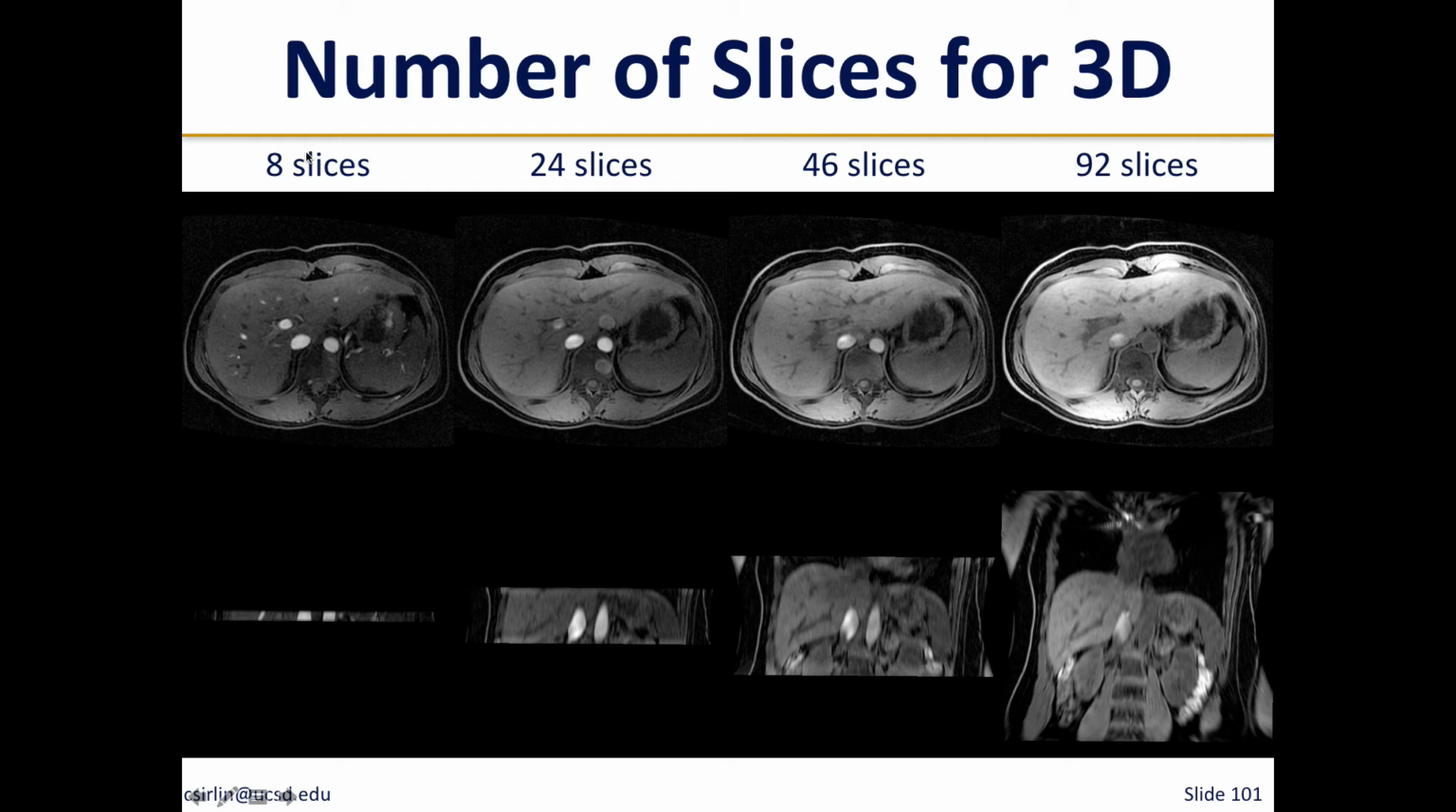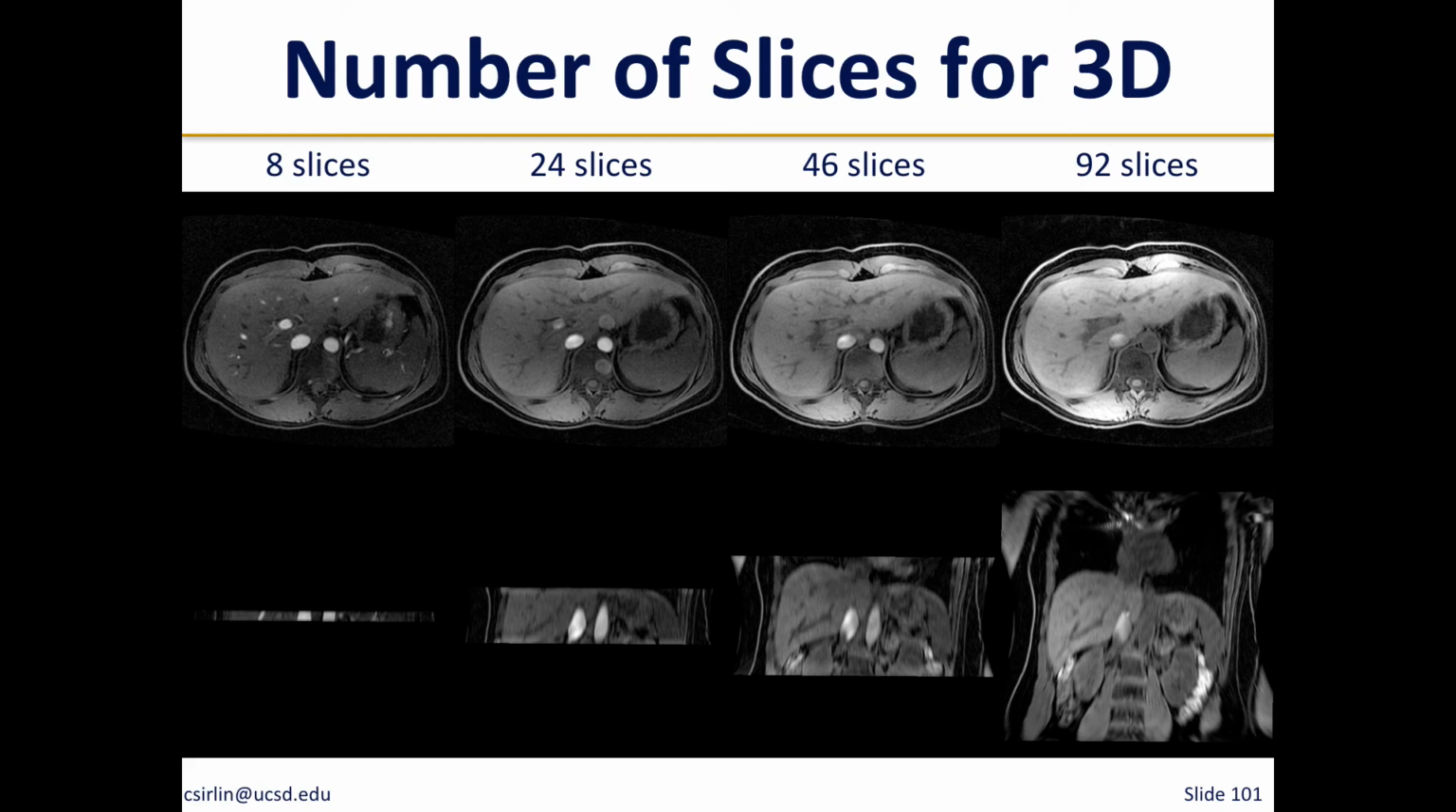Well, you can think of it as the total volume being imaged. When you image only 8 slices, this is what a coronal reformat looks like of those 8 slices. You're imaging very little tissue. When you image 24 slices, you're imaging more tissue. 46 slices, more tissue. 92 slices, you're imaging a lot of tissue. You're getting a lot of SNR. So as you increase the number of slices, you increase the SNR.